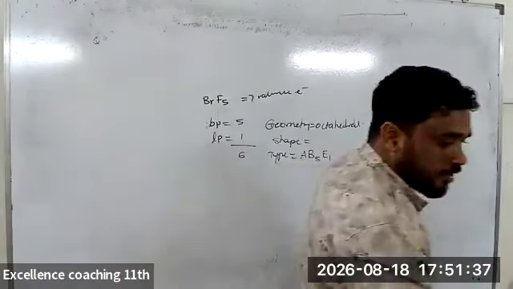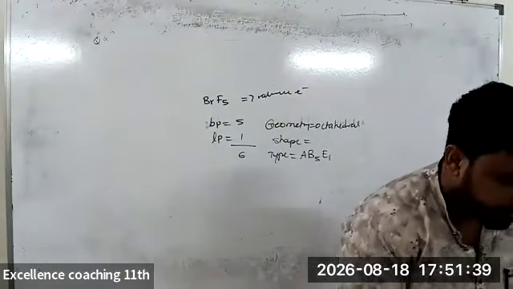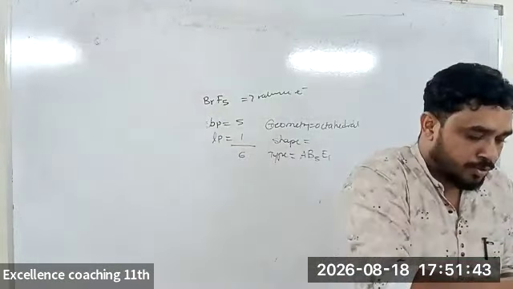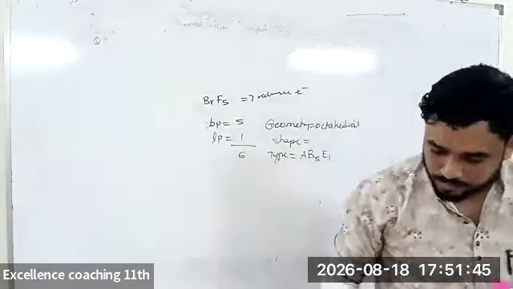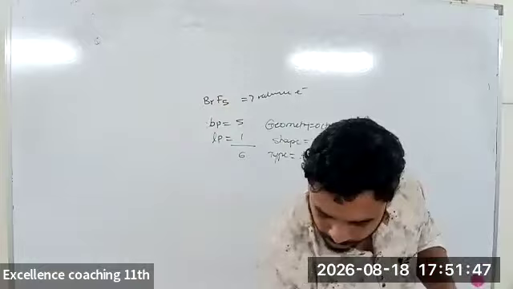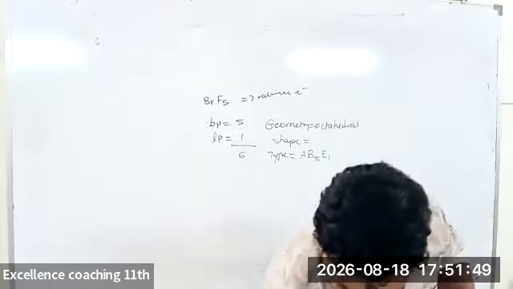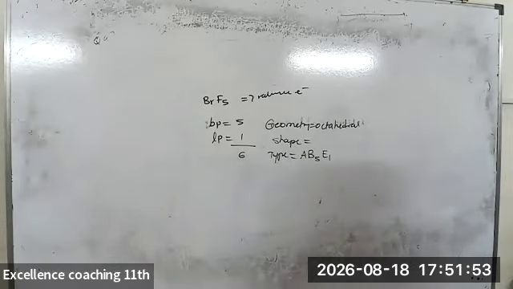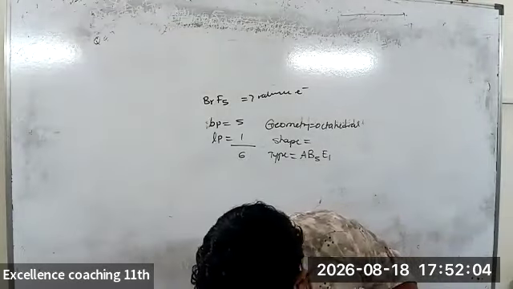Now the geometry is octahedral. Remember what octahedral looks like. All the sides look the same. How many lone pairs are there? Lone pair, lone pair, lone pair, okay.